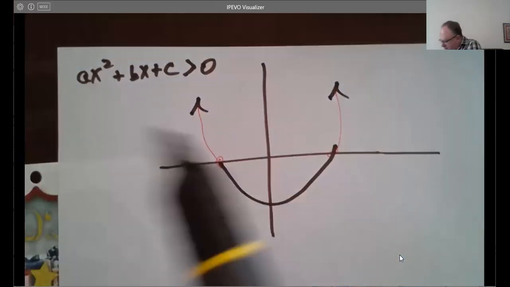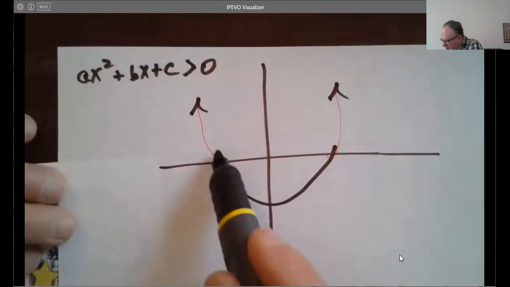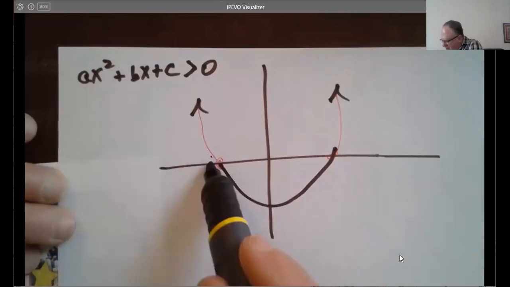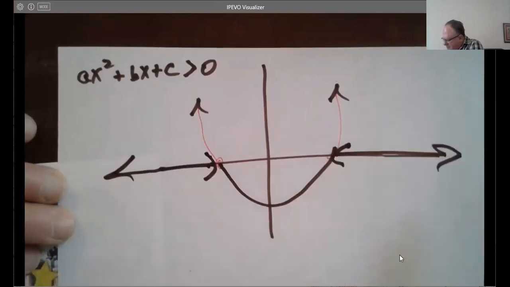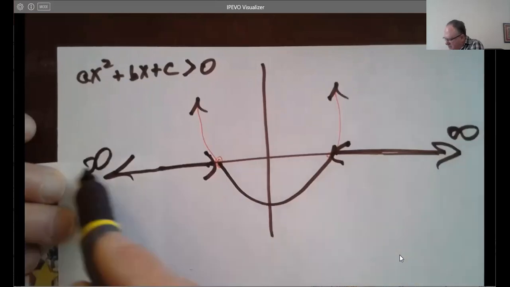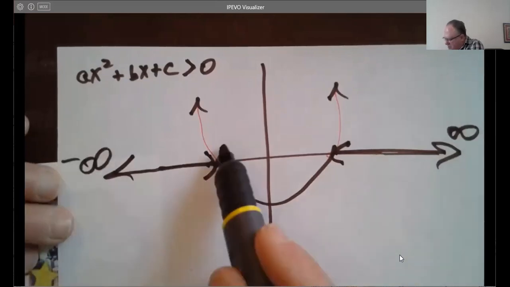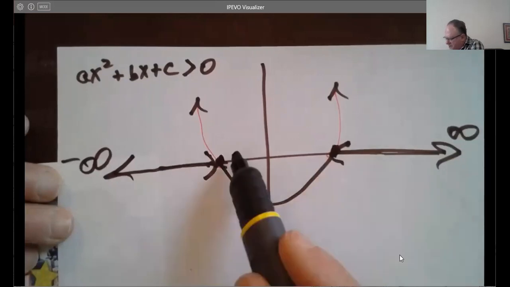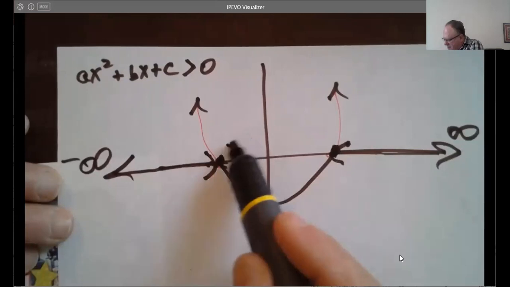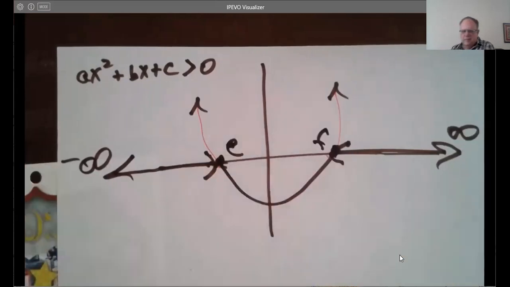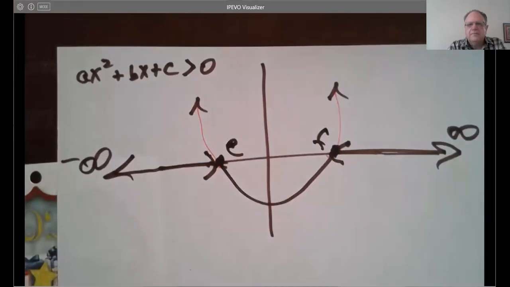So that means anything that goes beyond that, we're looking at these values here, going on to negative infinity, infinity. So we're interested in what these points are here. Let's say we'll call them points E and F. Okay. So let's go back to our notes.